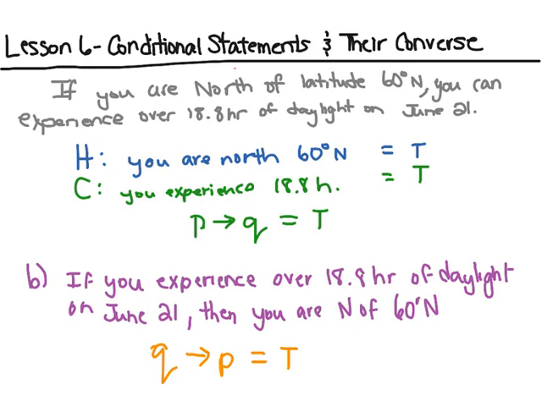Now we want to see if it's biconditional. Biconditional means that the converse and the conditional statement are both true. So because this is true and this is true, we know it is biconditional.